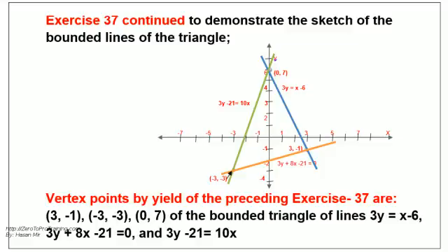Exercise 37 continued, to demonstrate the bounded lines 3y equals x minus 6, 3y minus 21 equals 10x and 3y plus 8x minus 21 equals 0 of the triangle, with vertex points (3, minus 1), (minus 3, minus 3), and (0, 7). See image.